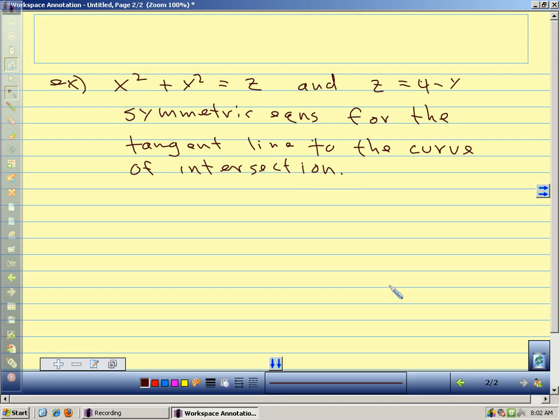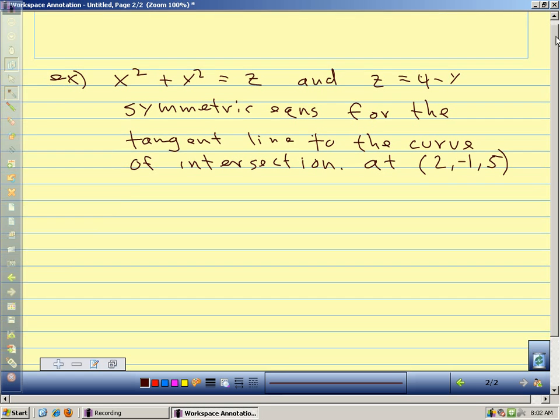We have these two surfaces, and they're going to intersect in some curve, and we want to find the tangent line to the curve of intersection at the point (2, negative 1, 5). The intersection is going to be a curve. We want to write the symmetric equations for the tangent line to the curve at (2, negative 1, 5).